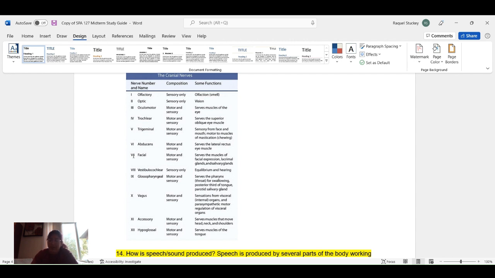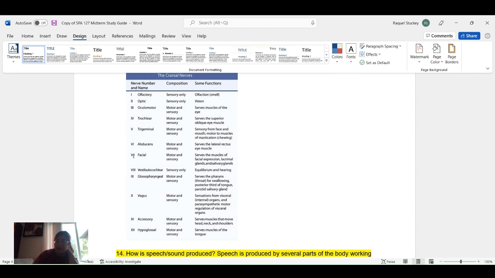Number 7, your facial nerve, which is both. It's motor and sensory. It serves your muscles of your facial expression, lacrimal glands, and salivary glands. Number 8, vestibulocochlear nerve. It's a sensory. It's in charge of equilibrium and hearing.